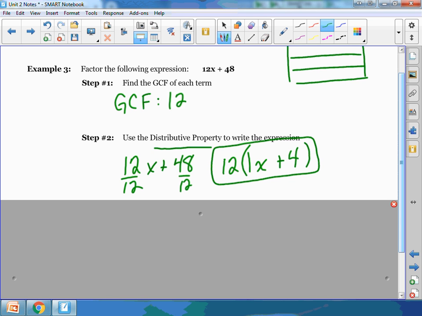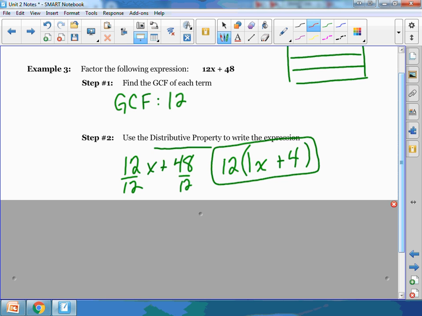Yeah, you just distribute right back through. 12 times x is 12x, 12 times 4 is 48, and it works out to be the same. Okay? There are other ways to factor this. Can you think of a different common factor, not the greatest common factor, but a different common factor between 12x and 48?